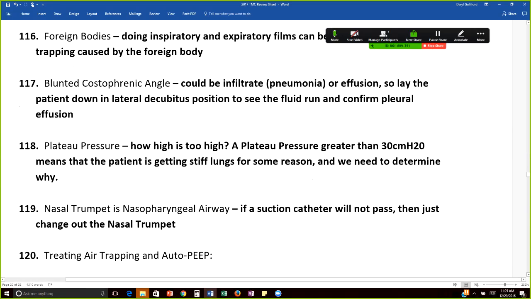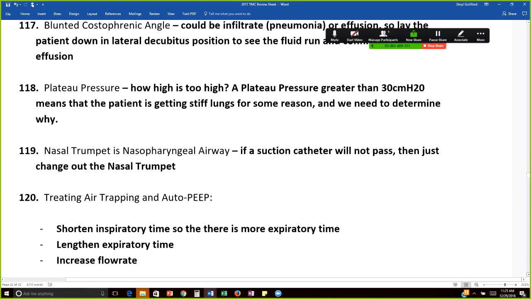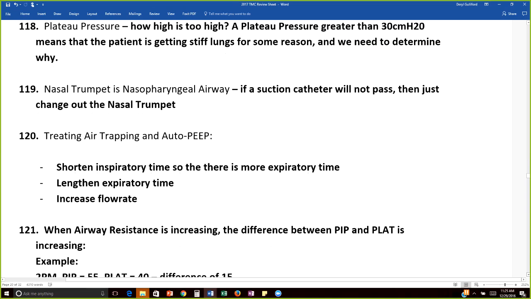Plateau pressure, how high is too high? Plateau pressure greater than 30 means the patient is getting stiff lungs for some reason, need to figure out why. Okay, nasal trumpet or nasopharyngeal airway, just want to make sure you know the terminology there.